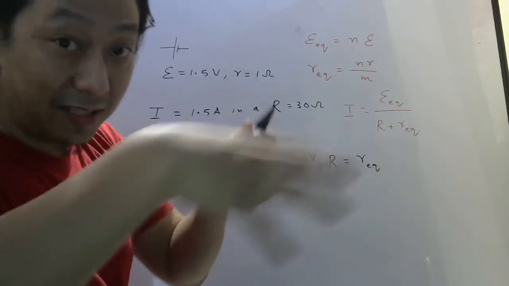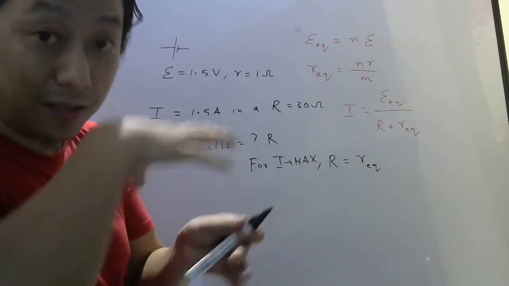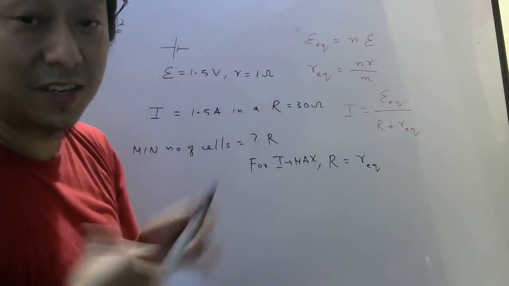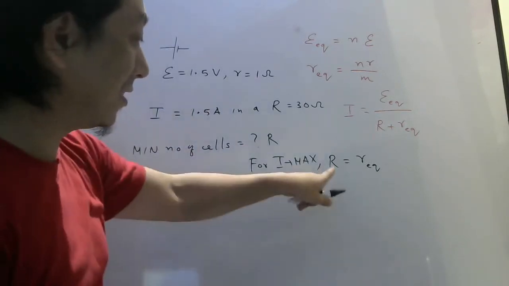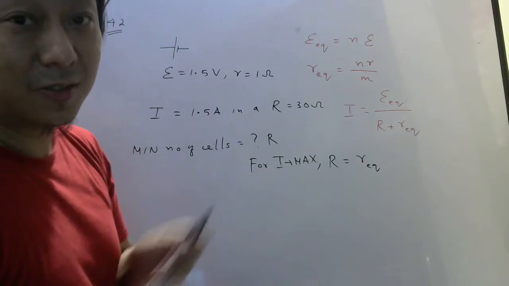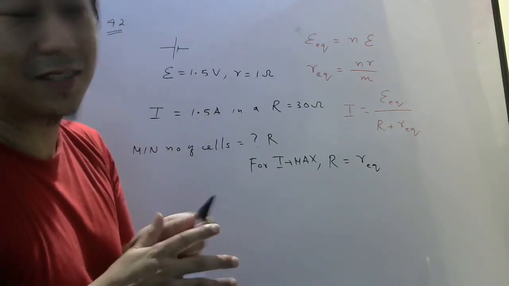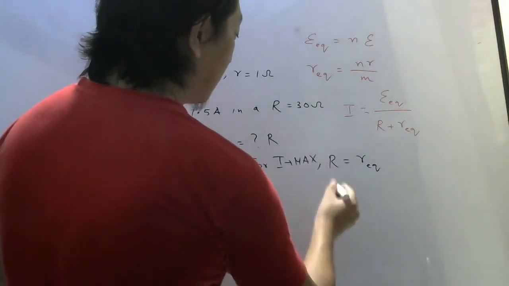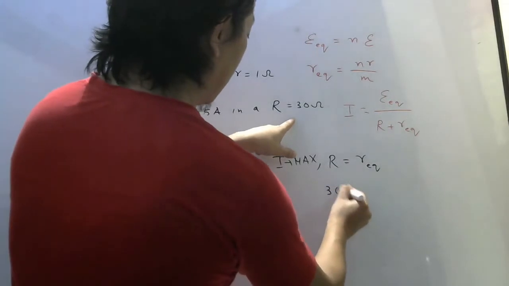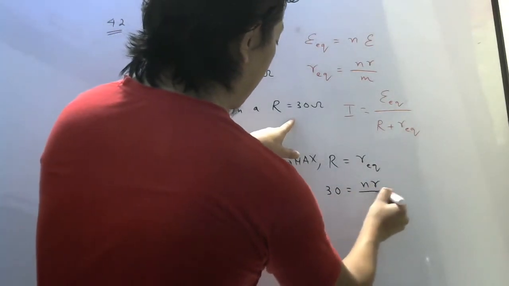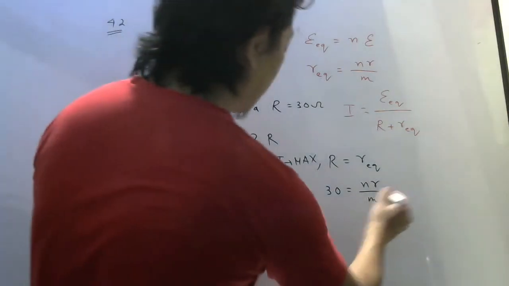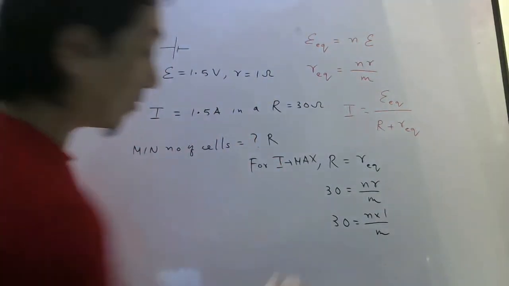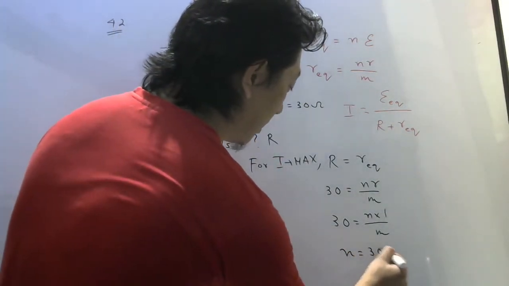But if there are many external resistors, like in the previous question, then we have to find the equivalent external resistance. Here there is only one external resistor, but many internal resistors. So we have to find the equivalent internal resistance, and that should be equal for current to be maximum. Now what is R external? 30. And R equivalent is Nr by M. r is 1 ohm. So 30 equals N into 1 by M. Okay, so from here I will get N equals 30 M.